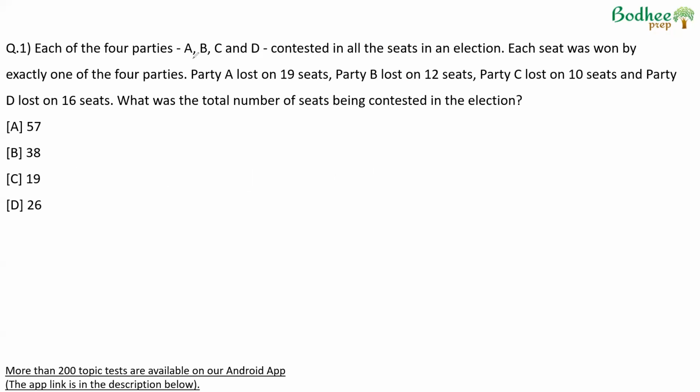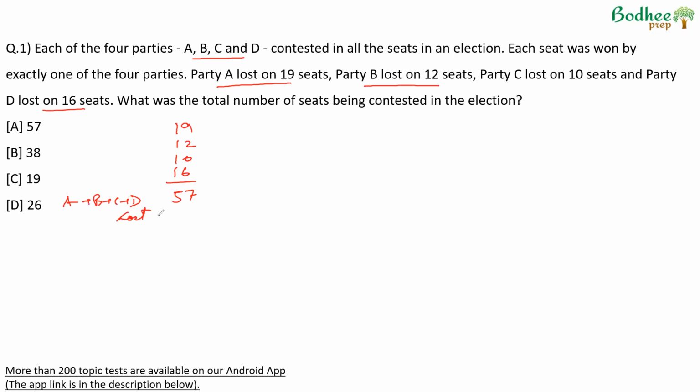each of the 4 parties ABCD contested in all the seats. Each seat was won by exactly one of the 4 parties. Party A lost 19 seats, Party B 12, Party C 10, and Party D lost 16 seats. What is the total number of seats being contested? Now, if we add 19, 12, 10, and 16, this is 31, 41, 57. These are the seats lost by A, B, C, D together.